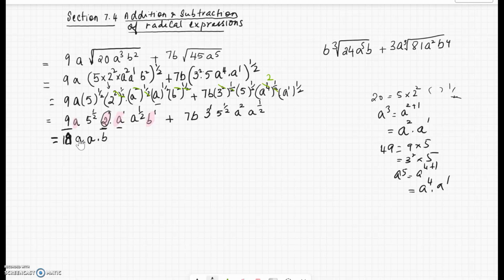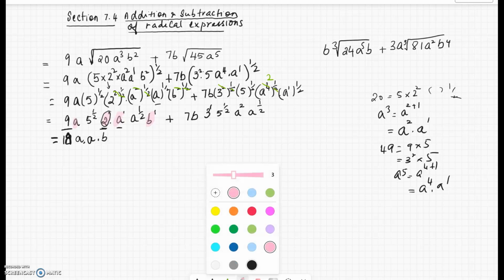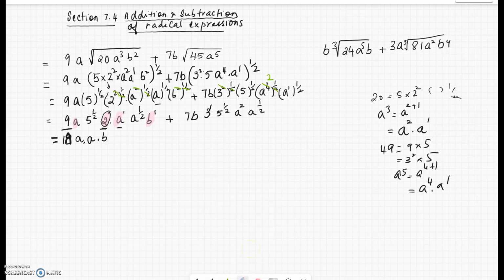Now I'm going to write the rest of them that have fractional exponents. So there's the 1, and then there's another one. So let's write this down. So this is going to be 5 to the half times a to the half. So let's combine all these terms and write it as 1. So that is 18 a squared b. Now you have 5 to the half, a to the half. That's the same as 5a whole to the half.